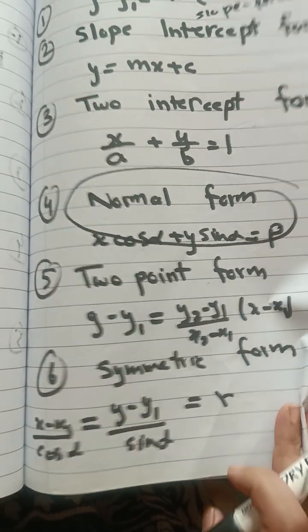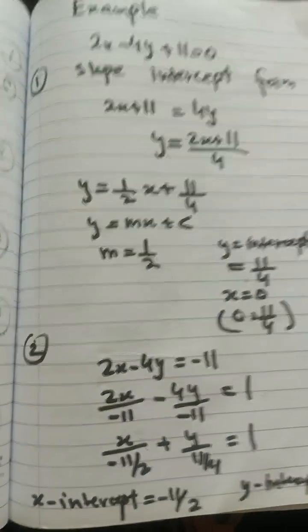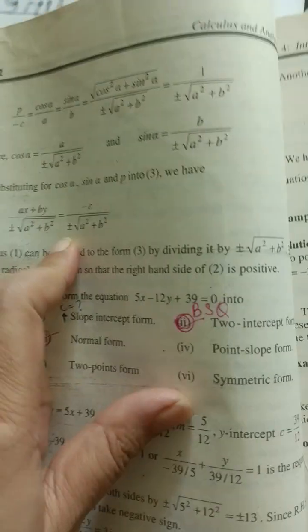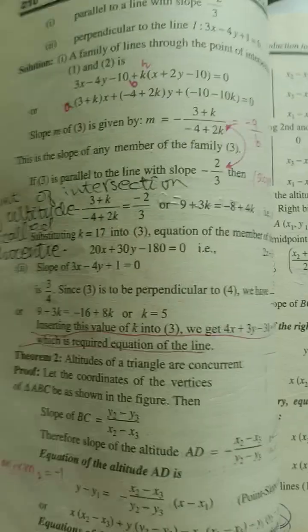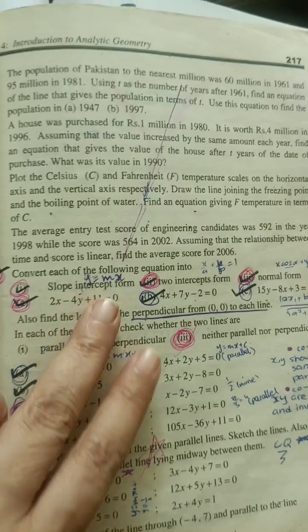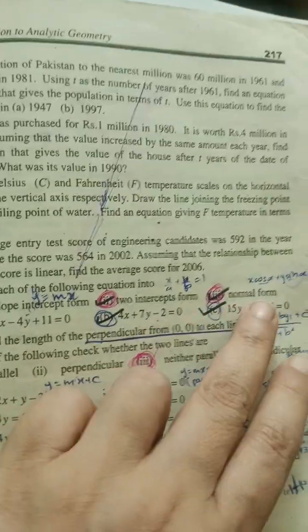So now we will start with an example. Look at this example. In this example, all 6 forms are required. This example is on page 202 of your book. In exercise 4.3, only 2 or 3 forms are given, but we will calculate all the forms once, so that whatever form is needed you can calculate. They have asked only slope intercept form, two intercept form and normal form. Again, the normal form is the most important one.